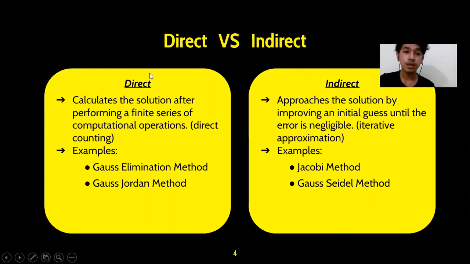Here are the examples. Right, so I would like to also explain about direct versus indirect methods of solving equations. First one is the direct method, where we calculate the solution after performing a finite series of computational operations, which can also be defined as direct counting. For example, the methods are Gauss elimination method and Gauss-Jordan method. And then the indirect method, where we approach the solution by improving an initial guess until the error is negligible. So we use iterative approximation. For example, there are Jacobi method and Gauss-Seidel method.